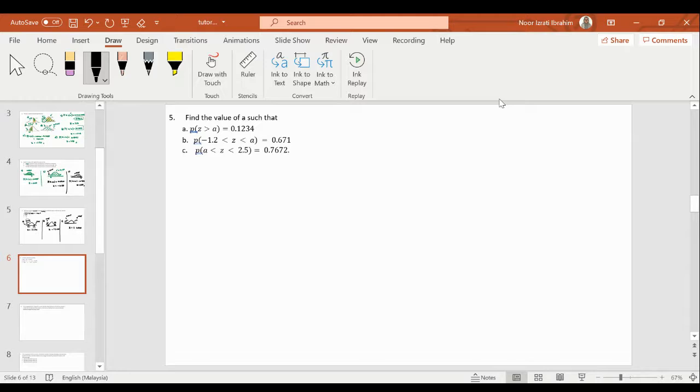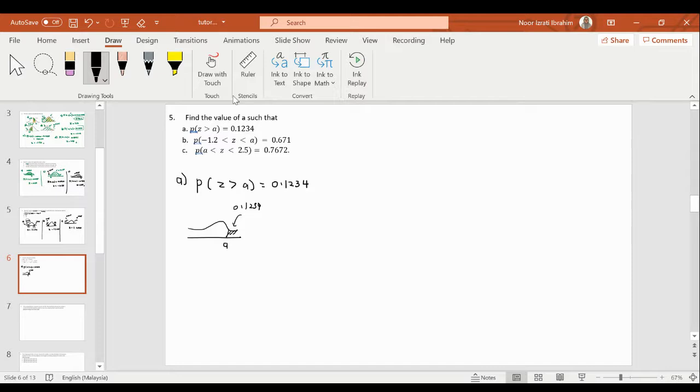Question number 5. Find the value of a such that the probability of z greater than a is given as 0.1234. So for parts A, B, C here, the probability value is given and we need to find the unknown a. For the first question, it is given that the probability when z greater than a is 0.1234. So when we draw the region here, 0.1234 is just 12%. 12% is a small area. This is the value given as 0.1234 and this is the a.